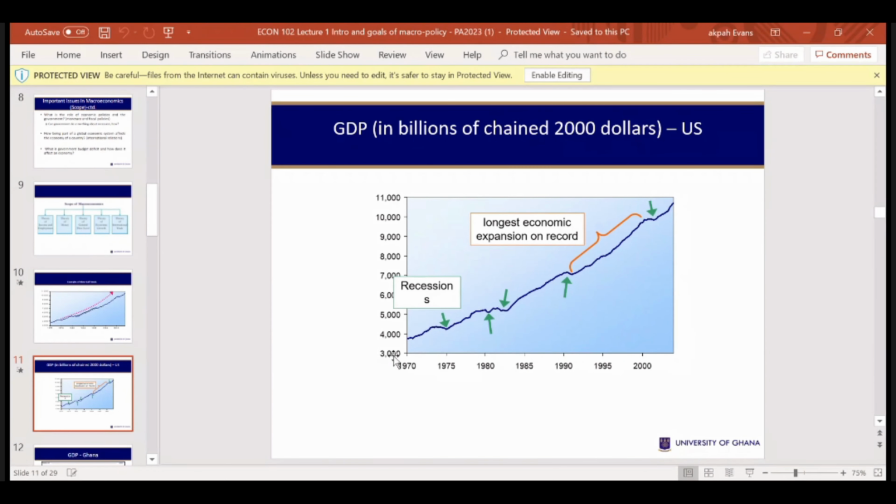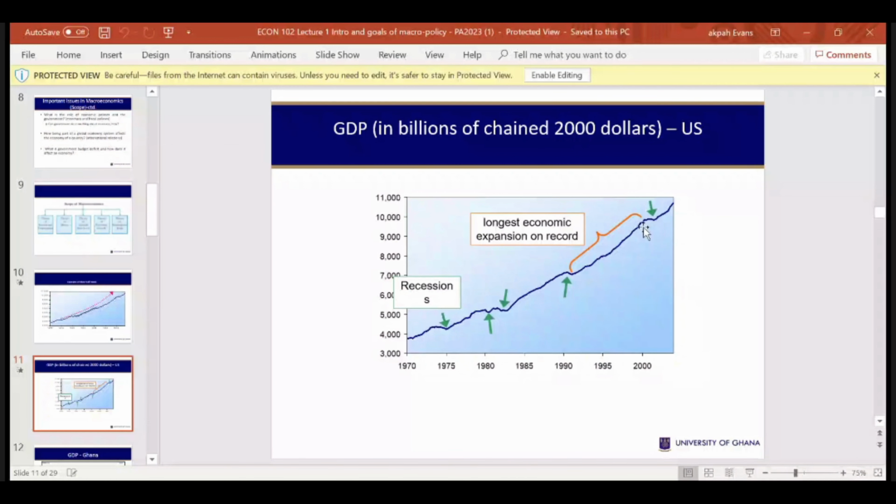You realize that in general, US GDP has increased over the period, but it is not smooth. There are times GDP of US, even the US that we all look up to, there are times their GDP goes down, there are times their GDP goes up, and it has that kind of fluctuations, as you can see from this graph.